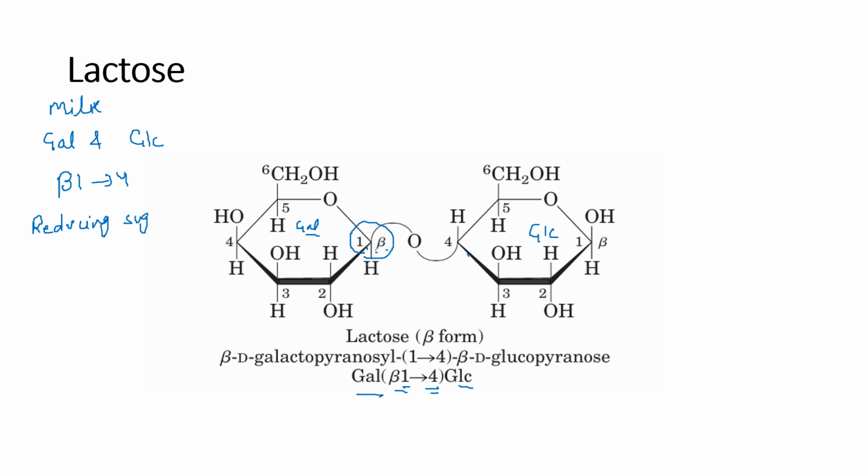Why is it a reducing sugar? Because here also the C1 of glucose, the anomeric carbon of glucose, is free to act as a reducing group. That's why it is a reducing sugar.